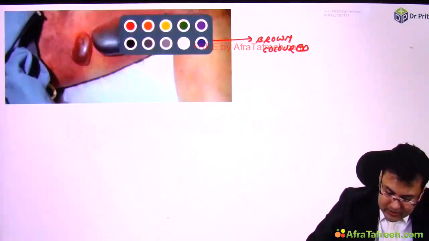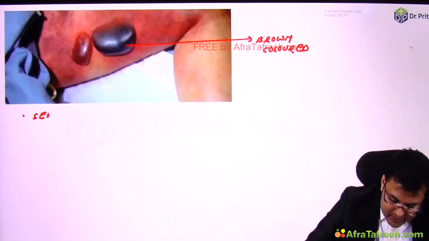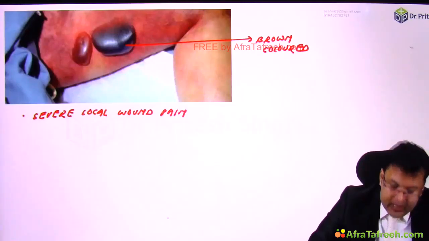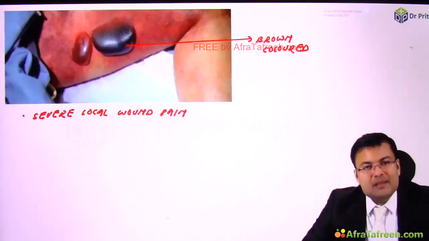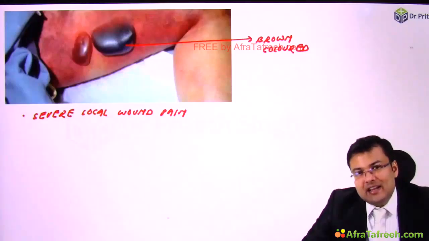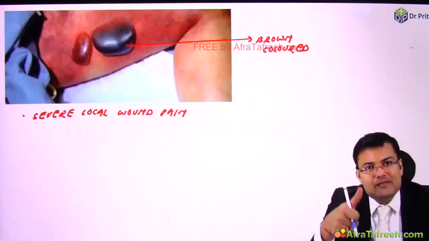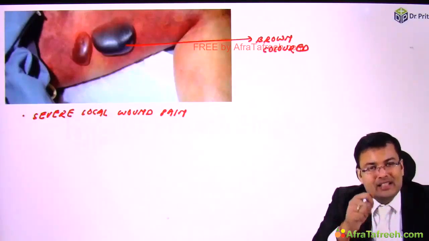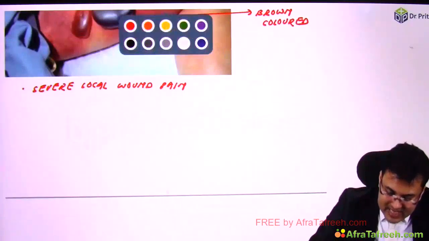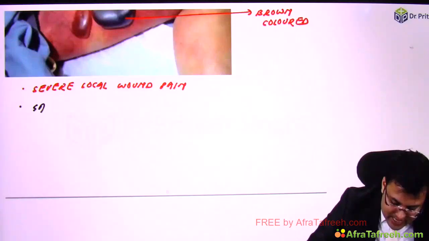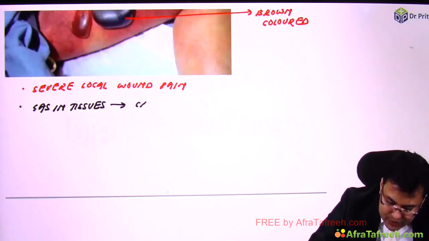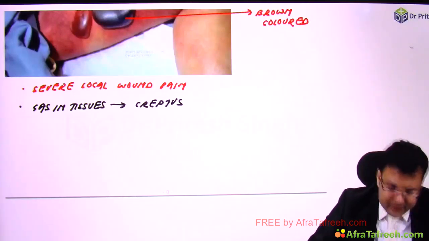In these patients there is severe local wound pain, and the name is gas gangrene. So there is gangrene with gas. If there is gas in the tissues, if you are going to press, what do you feel? You have the feeling of crepitus, and this is the characteristic feature. So there is gas in the tissues, and because of this gas, there is a feeling of crepitus.